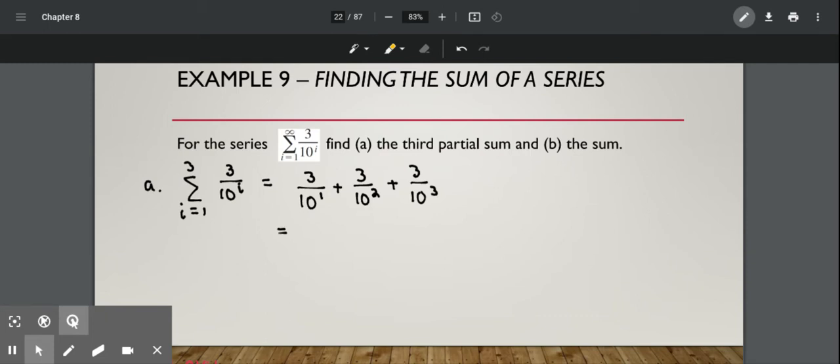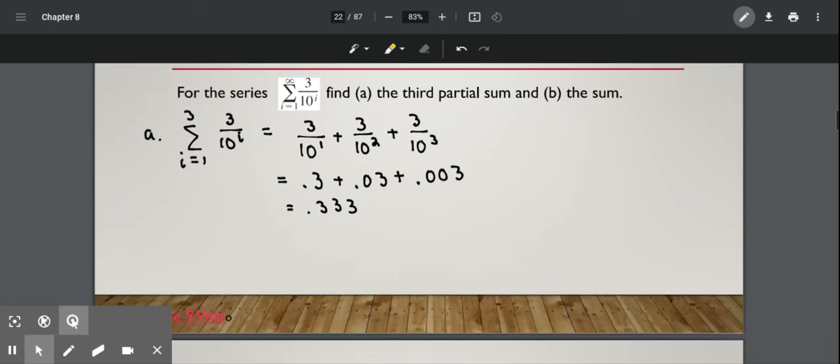And so if we think about these as decimals, 3/10 is just 0.3. 3/100 is 0.03. 3/1000 is 0.003. So if we add those together, we get 0.333.